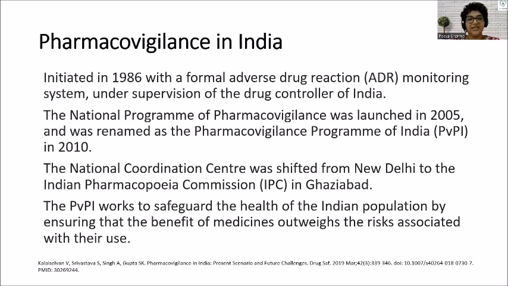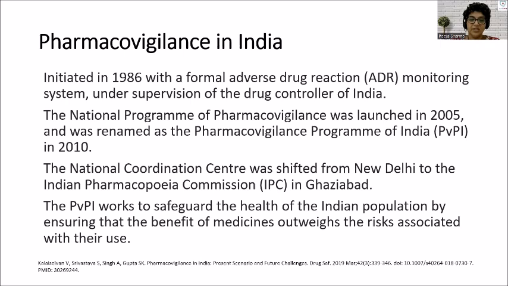This was initiated in 1986 with a formal adverse drug reaction monitoring system under the supervision of the Indian drug regulator, also called the Drug Controller of India. The National Pharmacovigilance Program was launched in 2005 and renamed the Pharmacovigilance Program of India, or PVPI, in 2010. The National Coordinating Center for this program was initially at AIIMS New Delhi and has now been shifted to the Indian Pharmacopoeia Commission, that is IPC, at Ghaziabad.